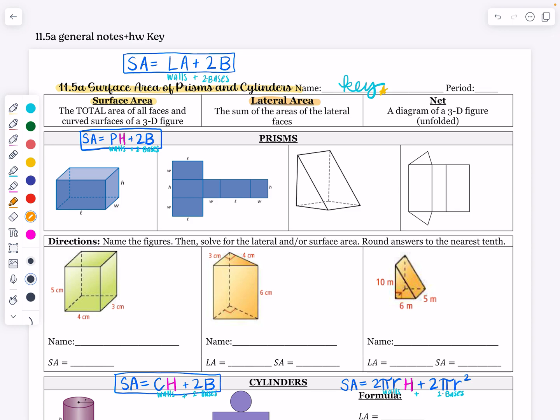So just like we mentioned before, what is the lateral area? Well, the lateral area is going to be the walls. The lateral area is the sum of the areas of the lateral faces. And then what is a net? A net is going to be if you were to unfold a 3D figure, a diagram of a 3D figure unfolded. And so let's first look at prisms.